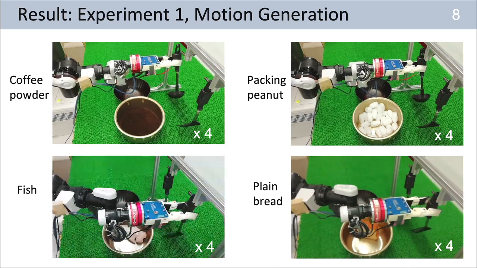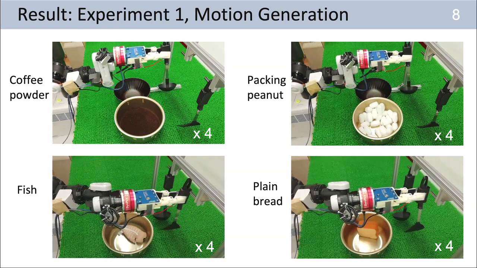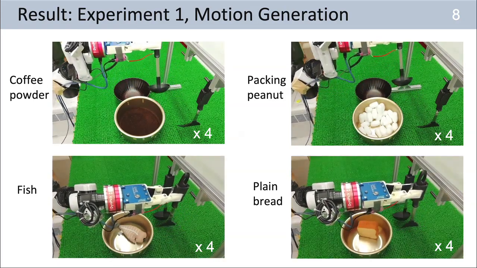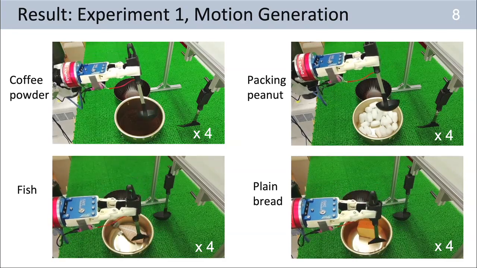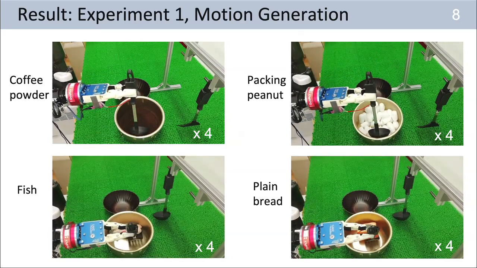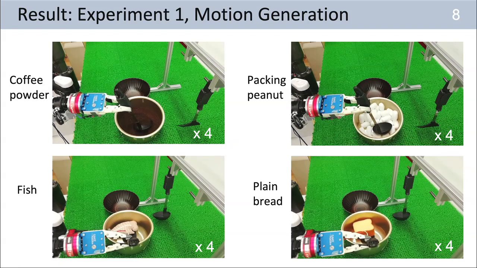The robot succeeded in serving other ingredients too. We are showing the movie where the robot serves untrained ingredients. The robot successfully changed tools to use and adjusted the way to use tools depending on the ingredients.